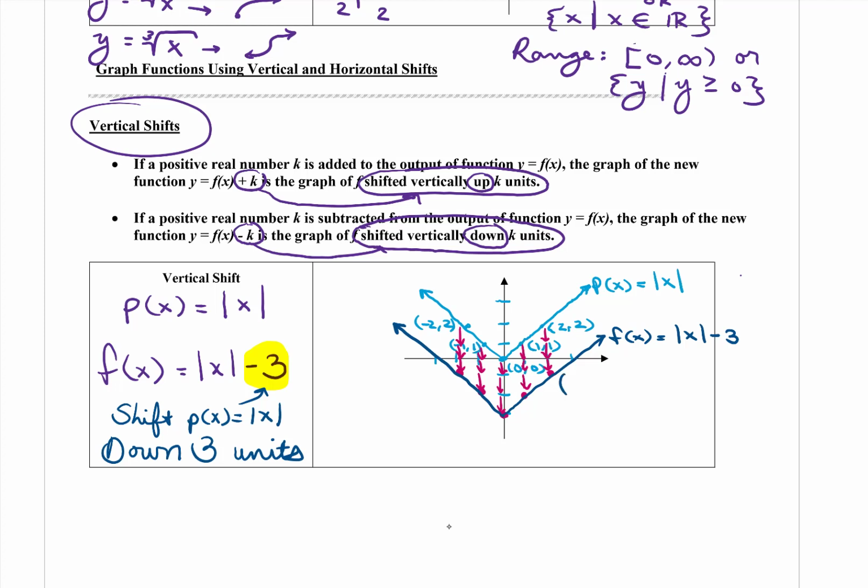Well, this is what happened here to this function. It looks something like the parent function, but instead of having the vertex at the origin, it's been shifted down 3 units. Everything is down 3 units there. Okay, so now I'm labeling the points for our new function here.